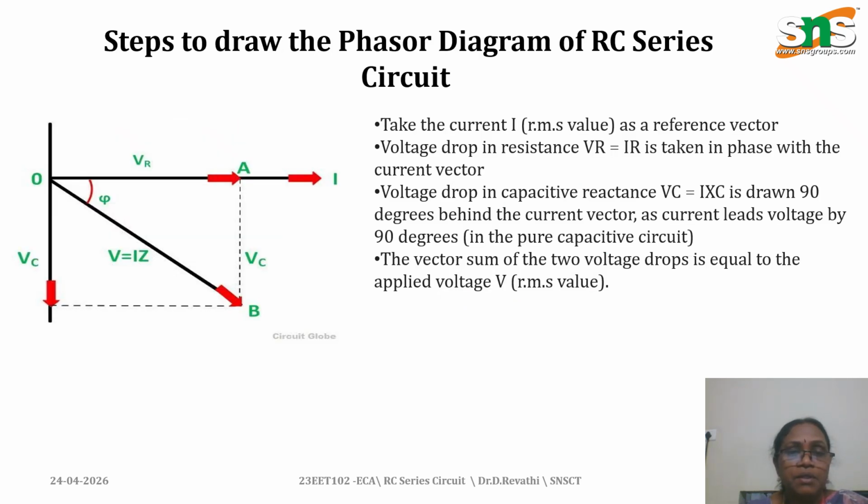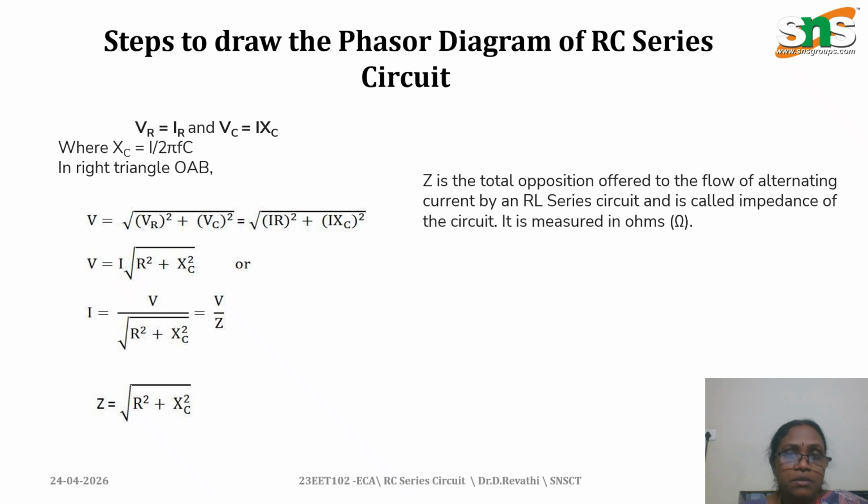And now the steps for the phasor diagram. First, you have to consider the reference as I. The resistance voltage is in phase with the current, and the capacitor voltage is 90 degrees lagging with the current. From this diagram, adding the points A, B, O, we get the total voltage V equal to I into Z. So we have to draw the phasor diagram like this.